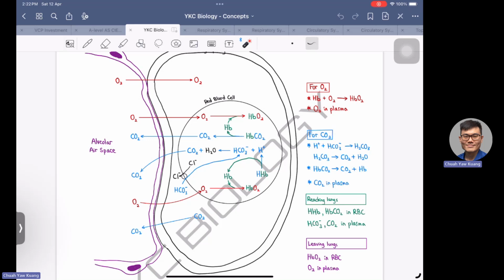So in the end, when this blood is loaded with the oxygen and has unloaded all the carbon dioxide, the blood will leave the lung. When the blood leaves the lung, it will become oxygenated blood. And during this time, it will be loaded with the oxyhemoglobin, which is in the red blood cell, and also some oxygen molecules which are dissolved in the plasma.